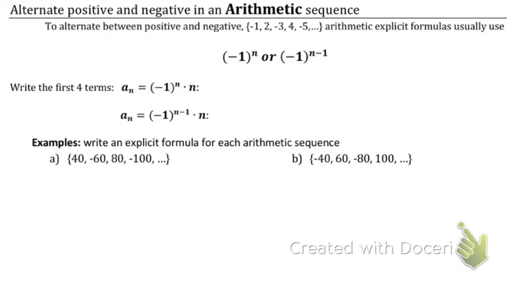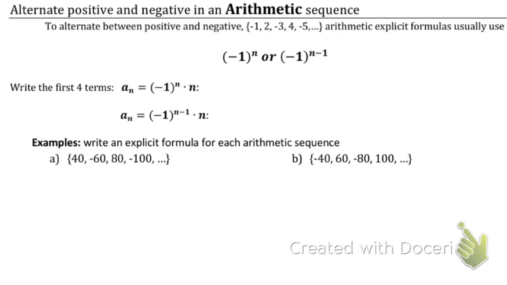So only on an arithmetic sequence are we worried about negatives and positives. We'll handle geometric in a second. We shouldn't have to worry about it on geometric. All right, to alternate between positive and negative with an arithmetic sequence, it doesn't work without this trick. Remember, with arithmetic sequences, you are either adding or subtracting the same number over and over and over.